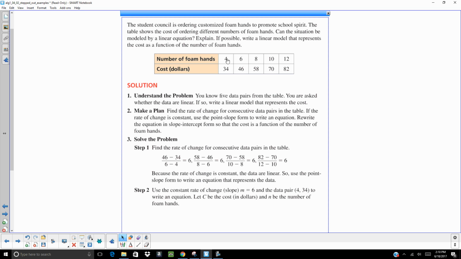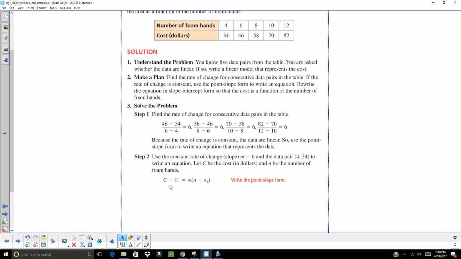It doesn't matter which point you choose. They chose 4, 34. I probably would have chosen 10, 70 because that looks like it might be easier to work with. It doesn't really matter which one you choose, though. There's our slope-intercept form. And if you notice, instead of y, they're using c. Instead of x, they're using n. It doesn't matter. Plug in what we know, that ordered pair.